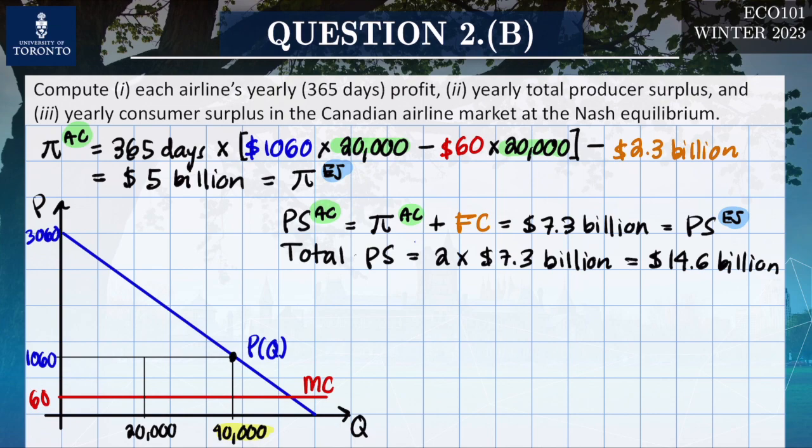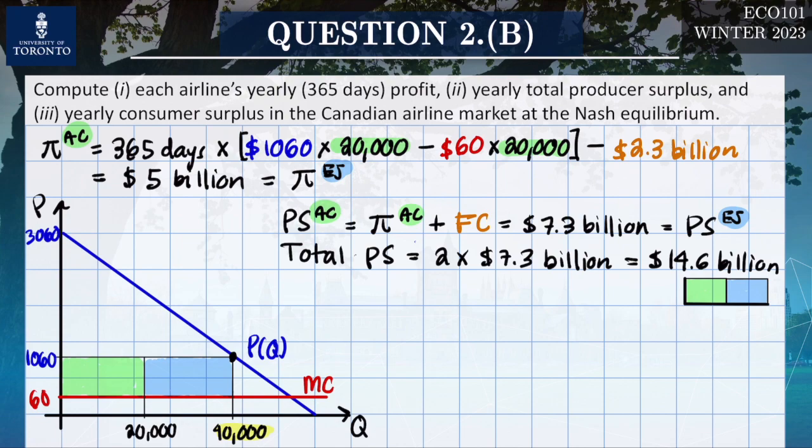So if you want to find the producer surplus using the typical way, remember that this is the difference between the price and the marginal cost of production for all quantities produced. So for one firm, it might be this area in here in green. Let's say that's for Air Canada. And then for the other firm, it is going to be the second area in blue. So this is going to give you the sum of the producer surplus, and it should give you also the same result as adding the fixed cost to the profit.